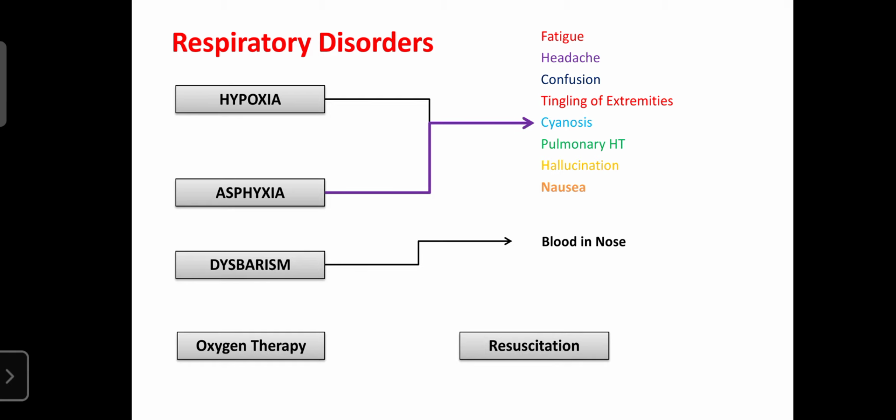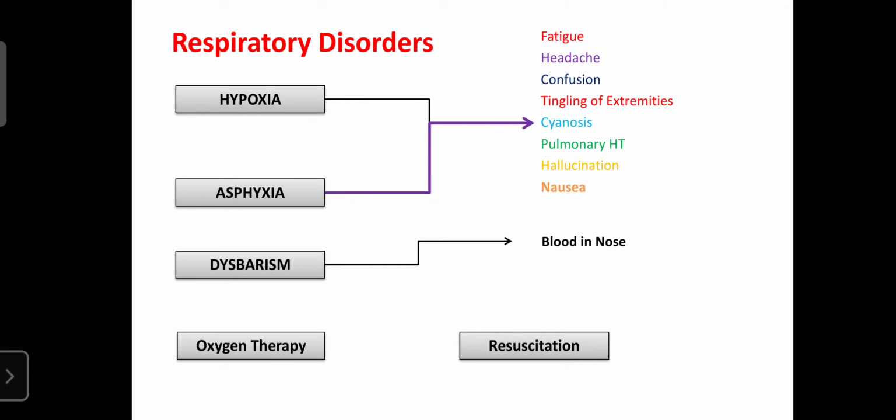Next one is oxygen therapy, that is the use of oxygen as a medical treatment. You are already familiar with oxygen therapy. For treatment of COVID-19, they give artificial oxygen with the help of an oxygen cylinder. That is known as oxygen therapy. Here oxygen is used as a medical treatment.